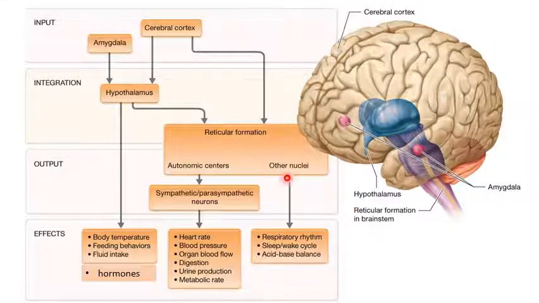And then you have other nuclei in the reticular formation of the brainstem that are controlling other aspects of homeostasis, like your breathing rate, your sleep cycles, and acid-base balance in the blood. So basically the pH of the blood. Although of course the respiratory rate is also influenced by the autonomic nervous system. And that's actually not shown in this diagram, but it is true.